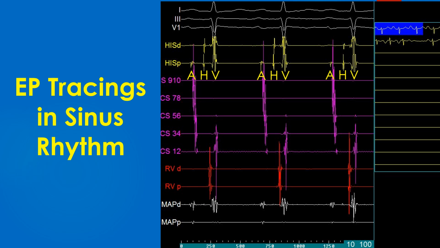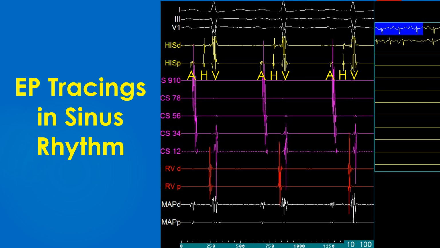The earliest atrial activity is in the surface lead V1. The atrial activity in the His electrode comes after that, followed by the proximal coronary sinus electrodes. Distal coronary sinus electrodes pick up the atrial activity later, reflecting later activation of the left atrium. The distal coronary sinus electrodes also show the ventricular activity, which is more delayed than the ventricular activity picked up by the right ventricular electrodes, RVD distal, RVP proximal.